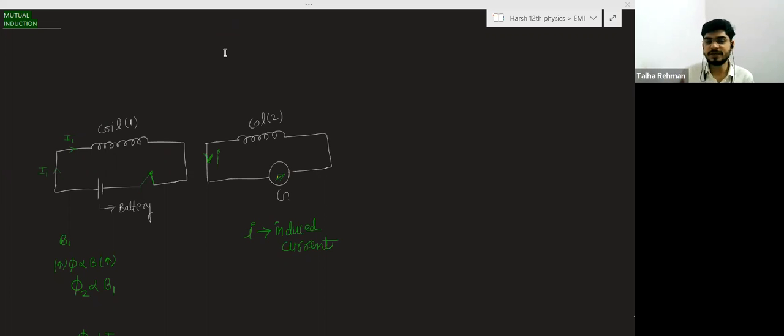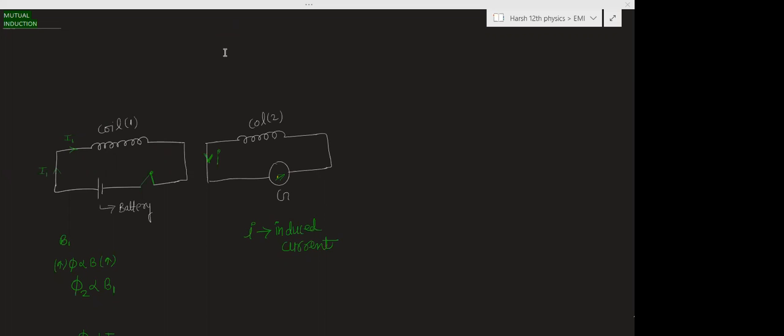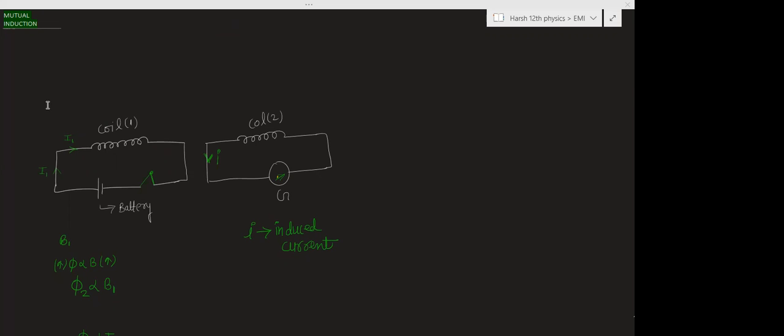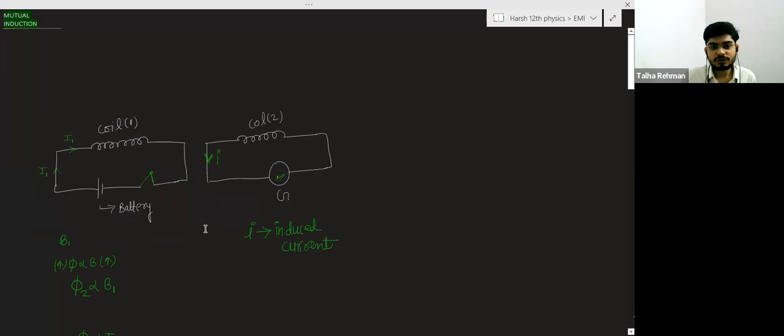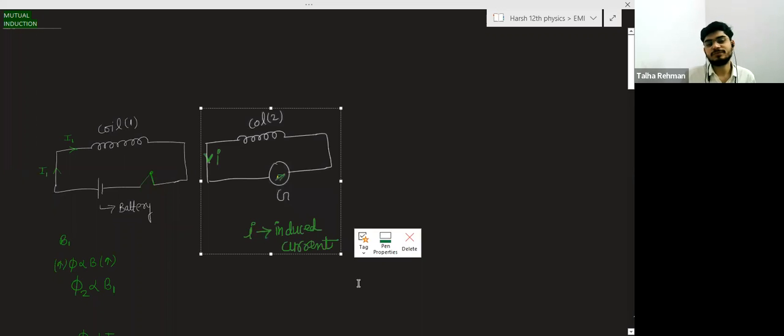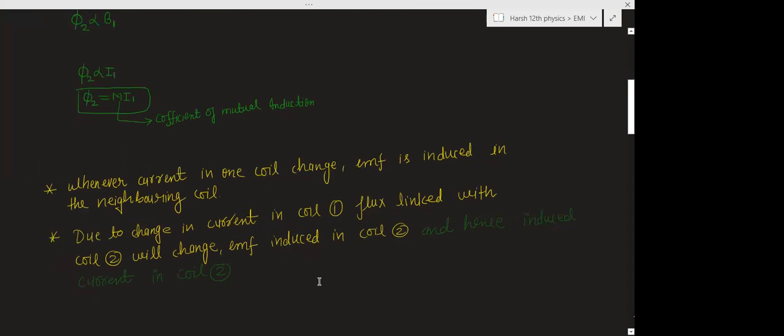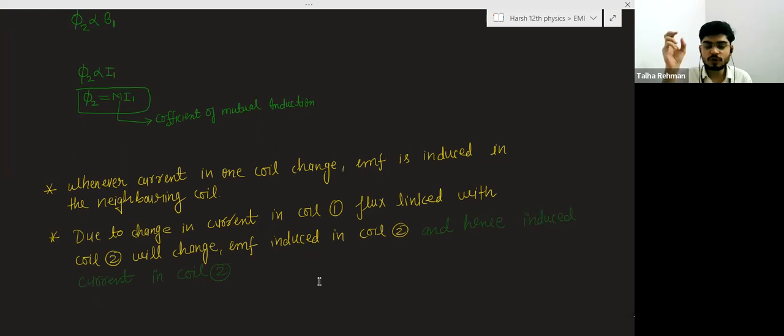Got it? What is happening here? Actually, this phenomenon is related. Both the coils are related to each other. If you increase the current in this coil, there will be current in this coil also. In a transformer, there is the phenomenon of mutual induction.